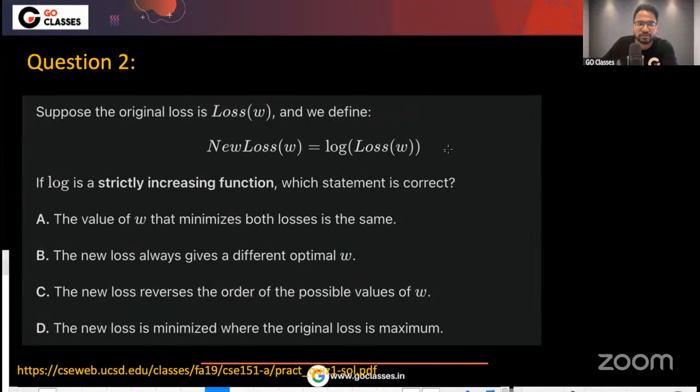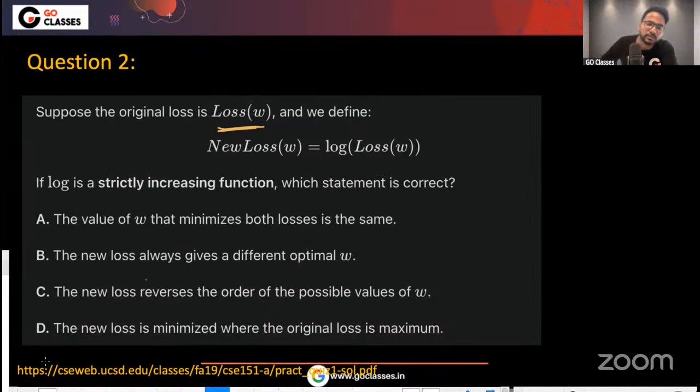Now let's see this question. In this question, they are saying that they have defined a new loss. The original loss is there, and the new loss they have defined is basically the log of the previous loss. They are saying that log is a strictly increasing function, which is correct. Is the value of w that minimizes both losses the same or not?